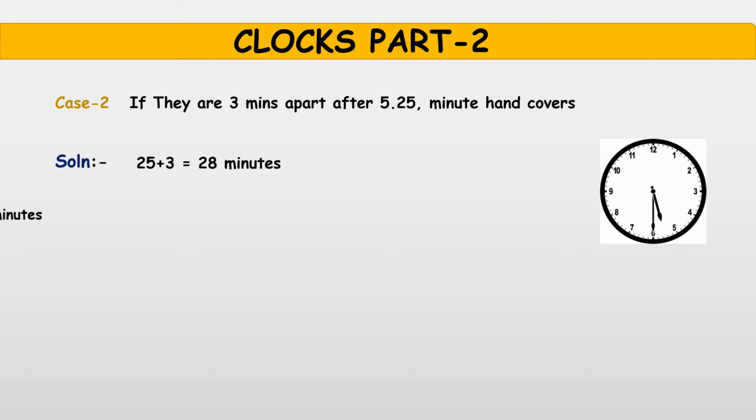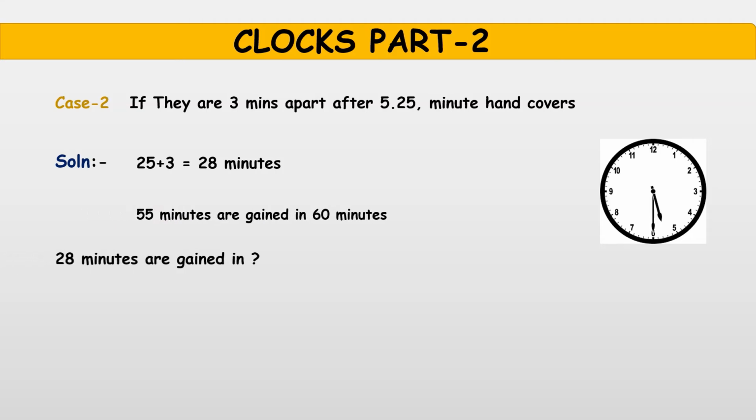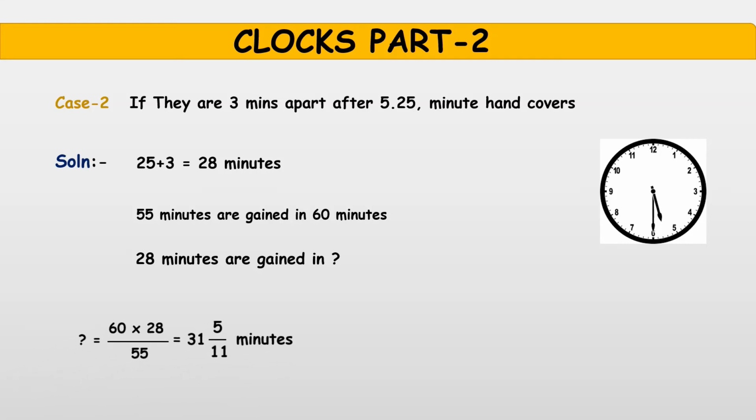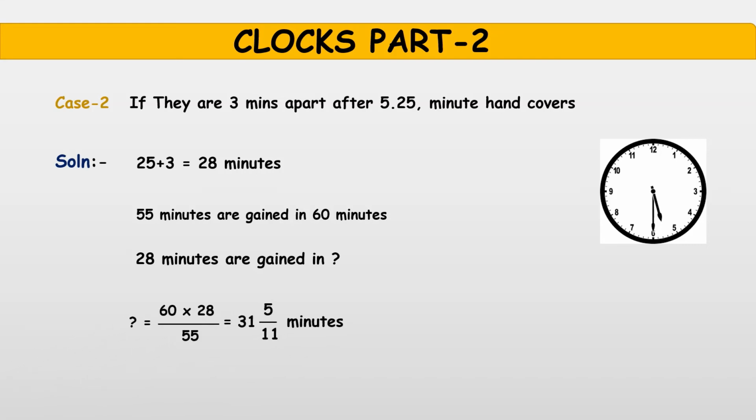As usual, we know that 55 minutes are gained in 60 minutes. So 28 minutes are gained in dash. Put it in an equation: 60 into 28 divided by 55. After solving this, you get 31 and 5 by 11 minutes. So at approximately 5:31 and 5 by 11 minutes, both hands are 3 minutes apart. So that's the answer. For this we have two answers, so based on the options, you need to choose.